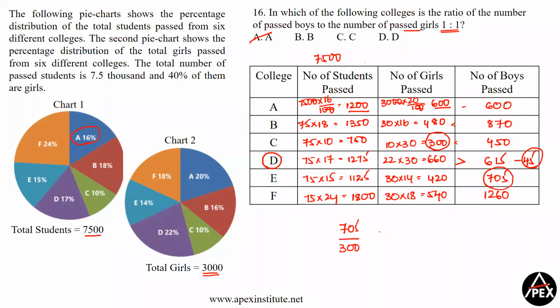into 100. So is 705 divisible by 3? Yes, total is 12, isn't it? So this will be 2, 3, 235, isn't it? Do we have 235 in the options? Yes. So the answer for this question should be option B.